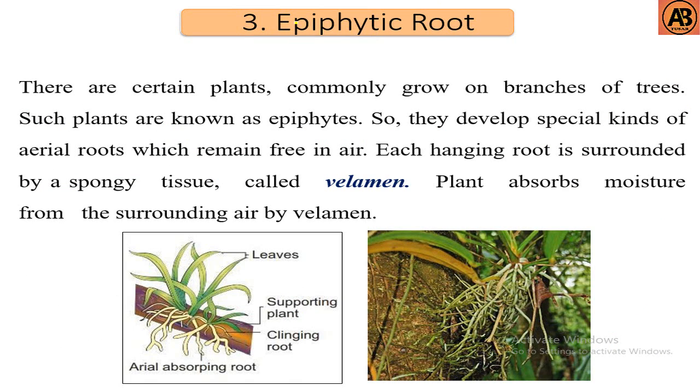Then the last one is epiphytic root. There are certain plants that commonly grow on branches of trees. Such plants are known as epiphytes. So they develop special kinds of aerial roots which remain free in air. Each hanging root is surrounded by spongy tissue called velamen. The plant absorbs moisture from the surrounding air by velamen. So this is the epiphytic root. Leaves supporting plant and clinging root, which is epiphytic root. So that's all about the root characteristics, functions and root types.